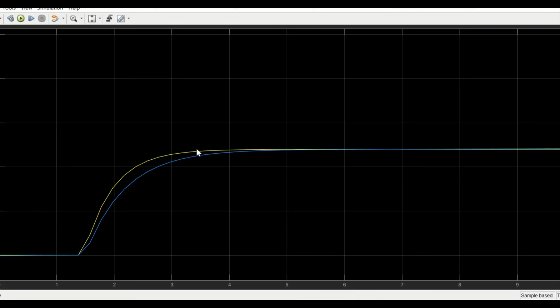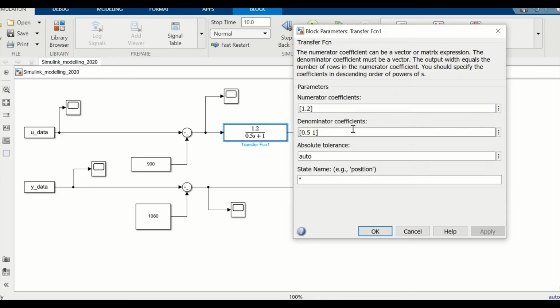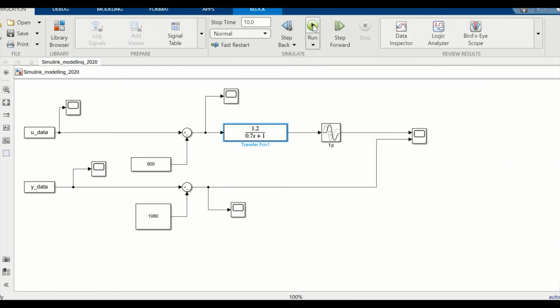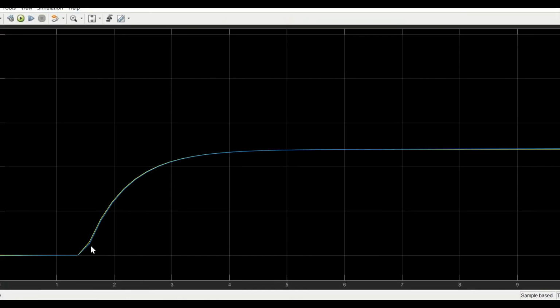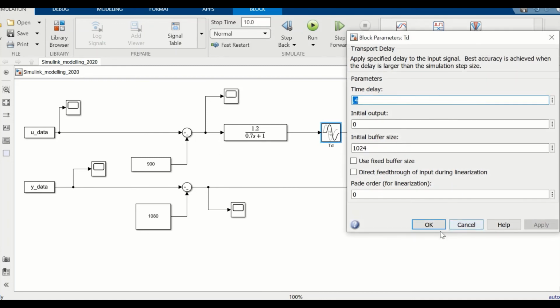And this time it's too fast. So 0.5 was too big. So go back to here. So let's try 0.7, shall we? And then run that. And then we've got them more or less fitting on top of each other now. So we now know that the data coming off the rig and the data coming off the real system are a good fit. And we know now that K is 1.2, TP is 0.7, and TD is 0.4.